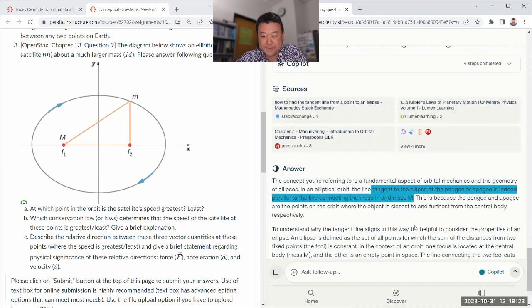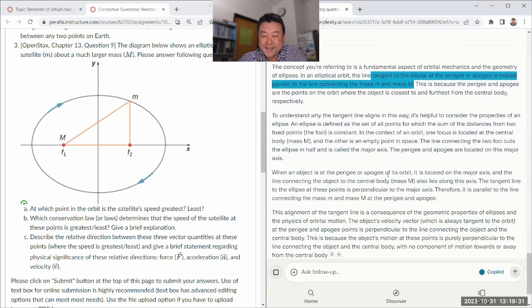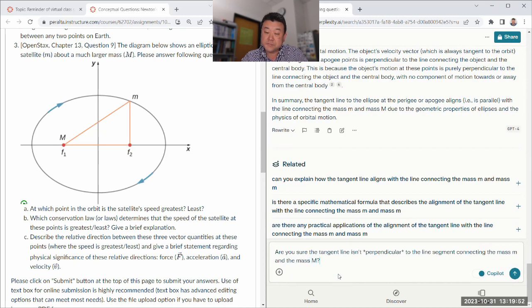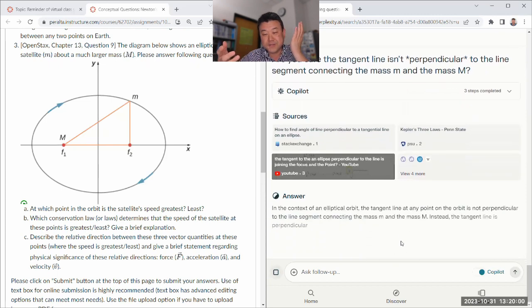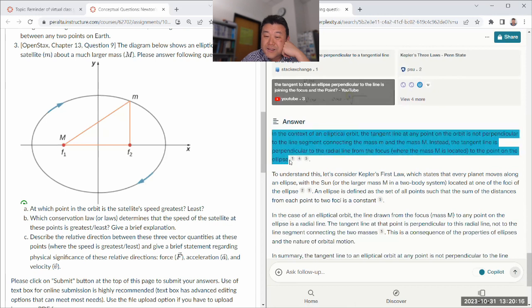So it's not getting it. It doesn't align that way. It is hallucinating. I have no idea why it's doing that. Are you sure the tangent line isn't perpendicular to the line segment connecting the mass little m and the mass big M? It'll probably agree with me and apologize and correct itself. Oh wow, this is still not right. It lost the context that we are talking about perigee and apogee.